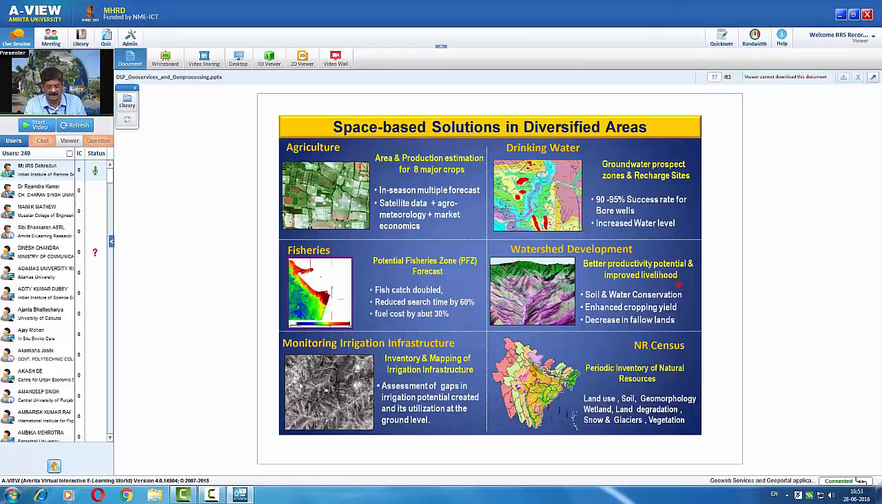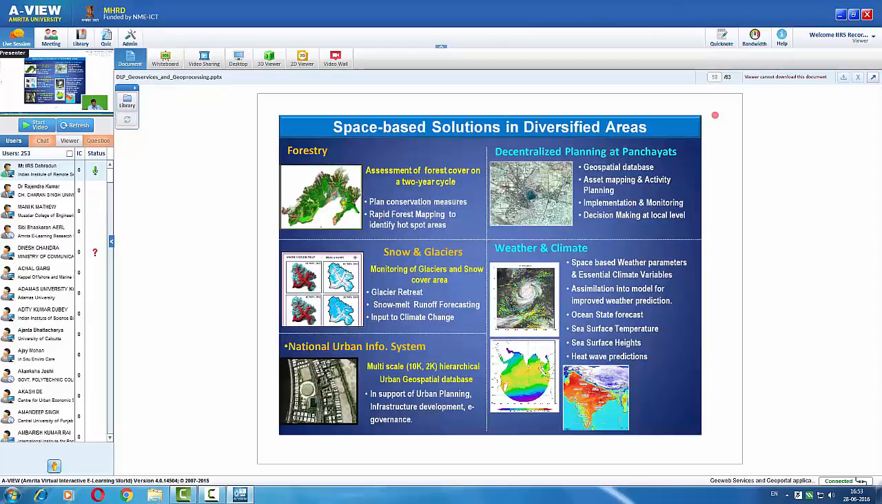Then we have many other diverse applications of space-based applications. We have agriculture where we need to do the production estimation. Then in fisheries, we have the potential fishing zone where the fish are likely to be captured, so that we can minimize the fishermen venturing into deep sea, as well as reduce fuel cost. Then we can also monitor the irrigation and infrastructure, drinking water projects, or another important project which had been taken along with the government as well as ISRO together to solve this problem. Then we have natural resources census, which were also conducted in a project mode with the various departments.